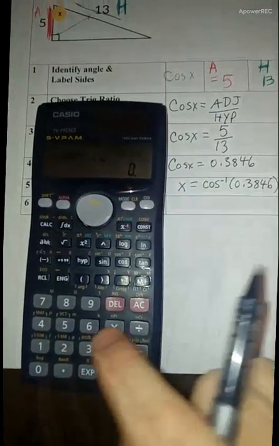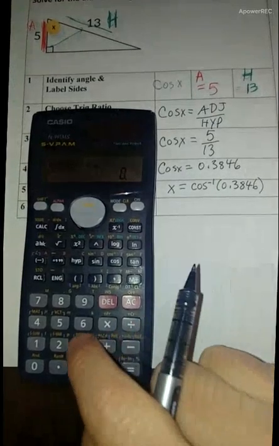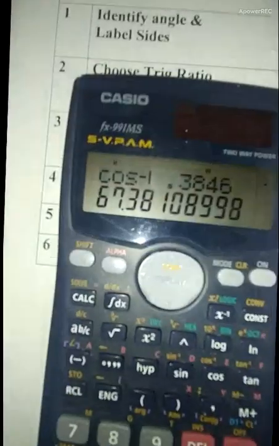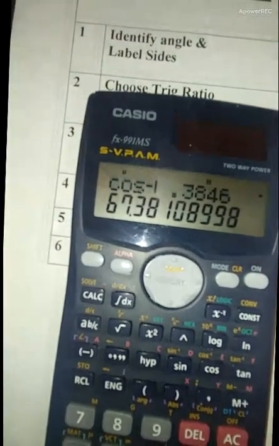And then I'm going to type in decimal 0.3846, equals, and I should get 67.38 degrees.